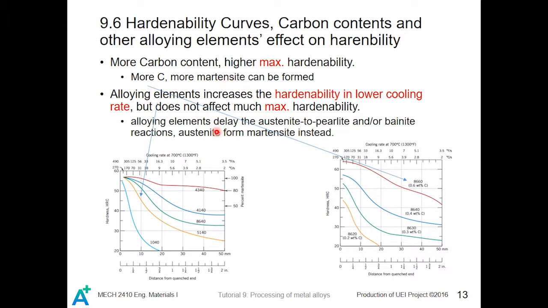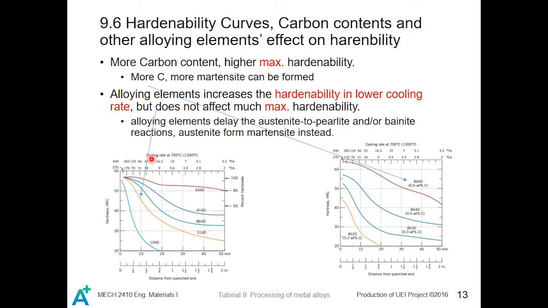But alloying elements will increase the hardenability at lower cooling rates, but do not affect the maximum hardenability much. As the alloying element delays the austenite transition to ferrite and the bainite reaction, the austenite can therefore only transform to martensite instead. And we know that martensite has the highest hardness compared to other microstructures such as ferrite and bainite.